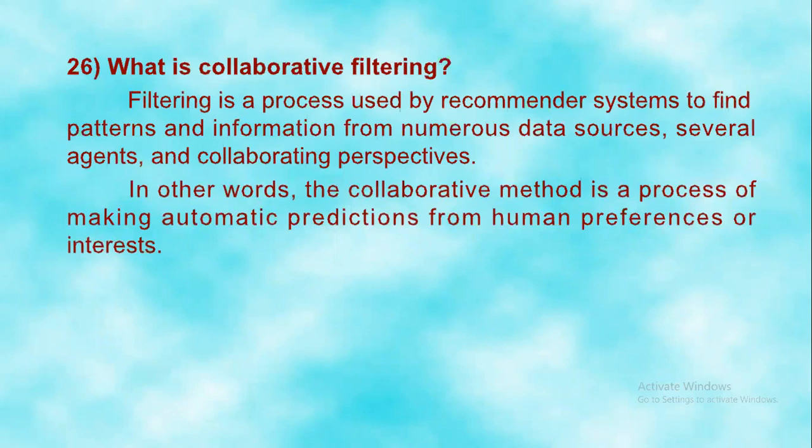What is collaborative filtering? Filtering is a process used by recommender systems to find patterns and information from numerous data sources, several agents, and collaborating perspectives. In other words, a collaborative method is a process of making automatic predictions from human preferences or interests.